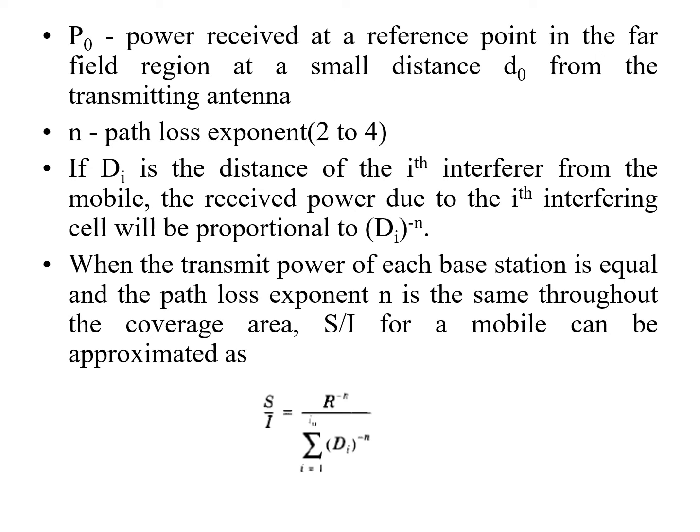When the transmit power of every base station is equal and the path loss exponent n is the same throughout the coverage area, the S/I ratio for a mobile can be given by S/I = R^(-n) divided by the summation, i equal to 1 to i0, of di^(-n).